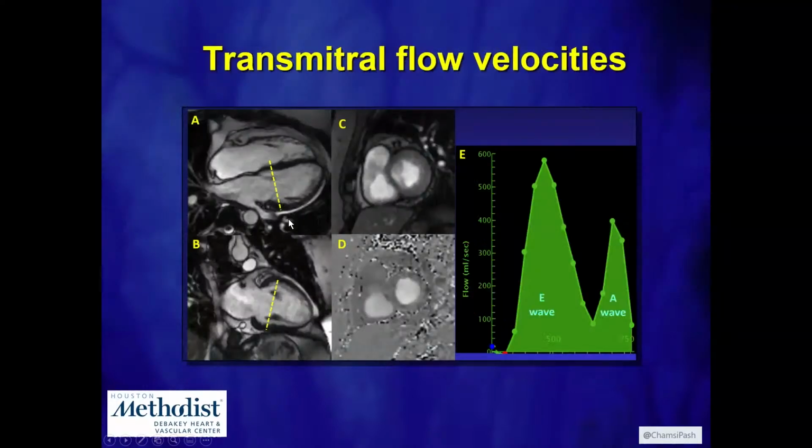We can also measure the velocities across the mitral valve, as you can see here, by prescribing a plane perpendicular to the mitral valve on a 4-chamber view and a 2-chamber view. You're going to get a phase image showing you the mitral inflow and a magnitude image, and you could derive this time activity curve, where the x-axis is going to be time and the y-axis is going to be the velocities. The area under the curve is going to give you the flow, and you could derive an E wave and an A wave.